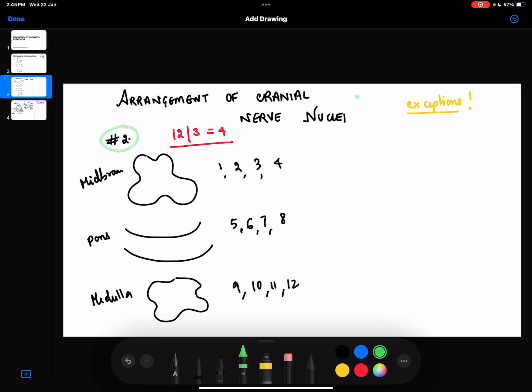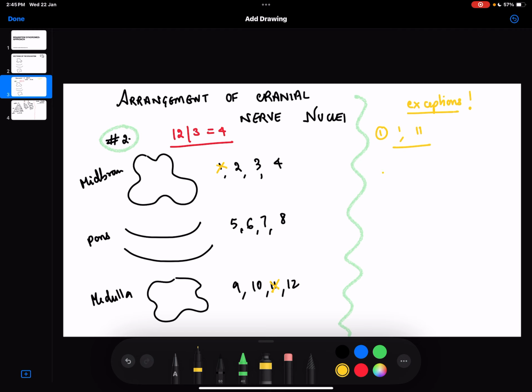But as we all know, anything in medicine is not without an exception. So here we'll have to learn a few exceptions as well. So what is the first exception? Cranial nerve 1 and cranial nerve 11. So we just take them out of the equation because they do not relate to any structures in the brainstem.